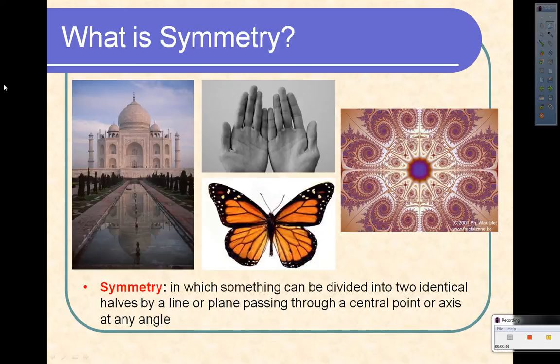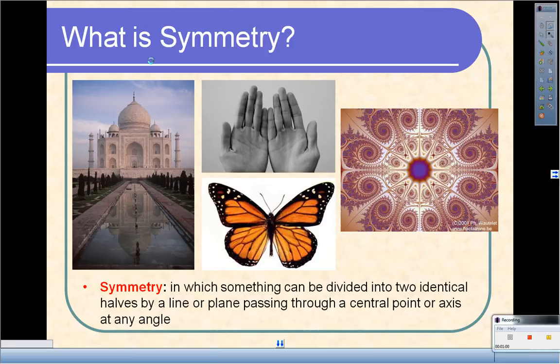Now, symmetry is actually everywhere in nature and also in architecture. We love symmetry because it makes things very neat and pretty. A definition of symmetry, which I borrowed from Wikipedia, is something, the insect in this case, or hands, or the building, or the drawing, that can be divided into two identical halves by either a line or a plane passing through a central point or axis at any angle. So in other words, you have some sort of symmetry.